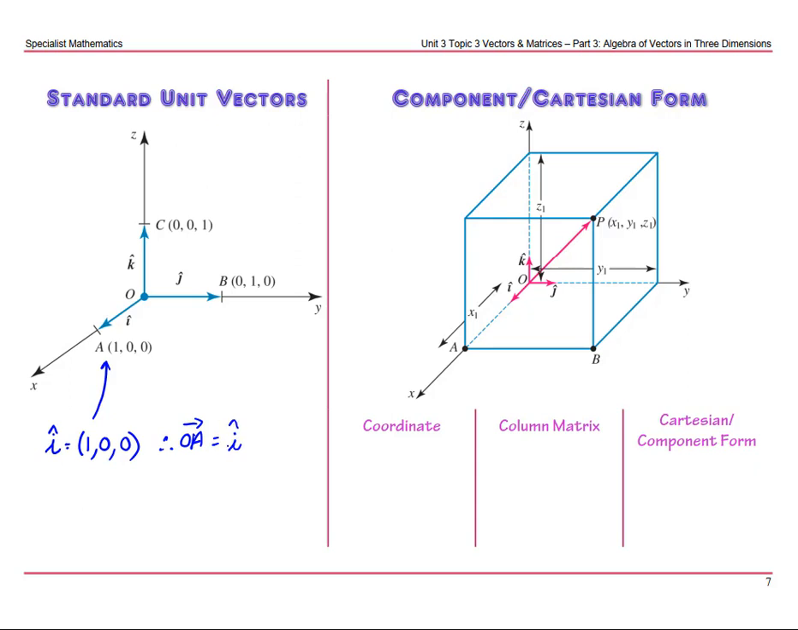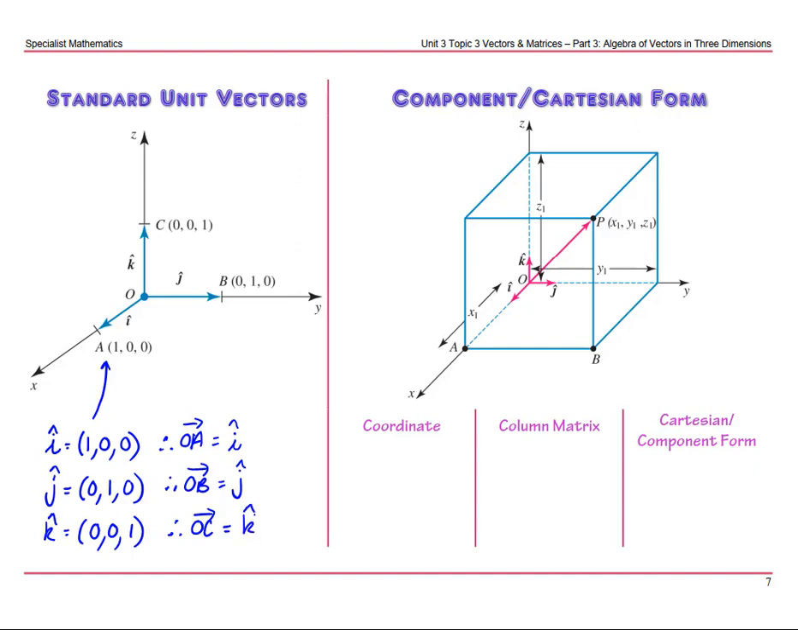is equal to i. Now for j, the coordinate would be 0, 1, 0. So therefore, my vector OB is a unit vector j. And for k, my coordinate is 0, 0, 1. So therefore, the vector OC is given by the unit vector k.